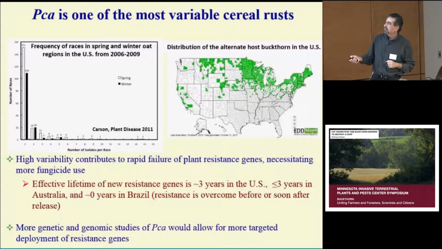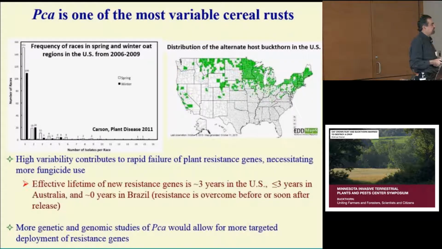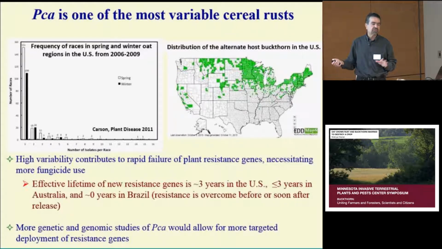We know that this variability causes the effectiveness of those resistance genes that I mentioned to disappear quickly. In the US, those resistance genes last about 3 to 5 years maximum, about 3 years. In Australia, it's a little bit less, or about 3 years. In Brazil, it's 0. As soon as they release an oat variety, it's susceptible. So it doesn't matter what resistance genes they put in there, it's going to be susceptible. So the question becomes, how are these pathogens generating so much variability to create that much virulence into the crop?